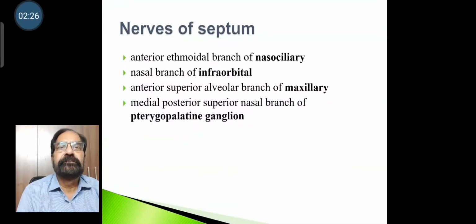Nerves. Nerves include anterior ethmoidal branch of nasociliary, nasal branch of infraorbital, anterior superior alveolar branch of maxillary, medial posterior superior nasal branch of pterygopalatine ganglia.